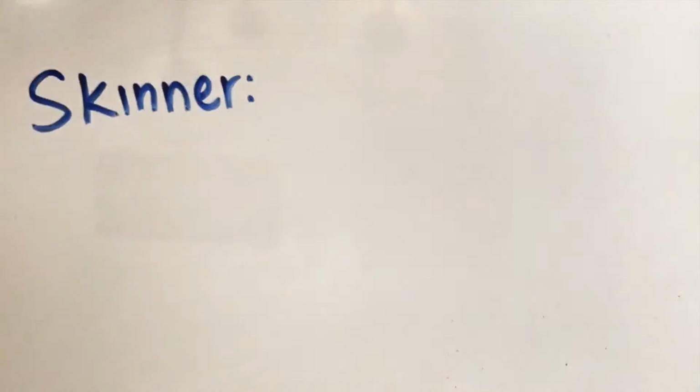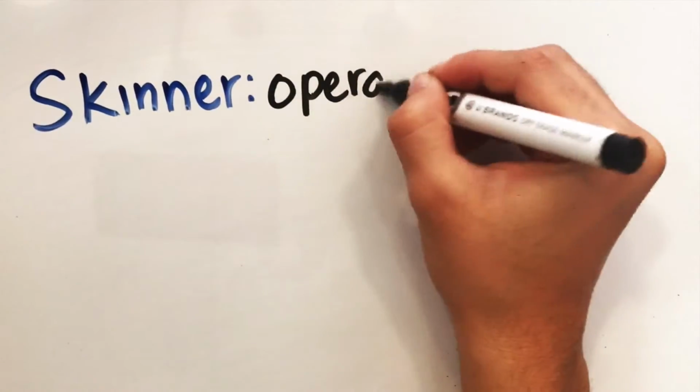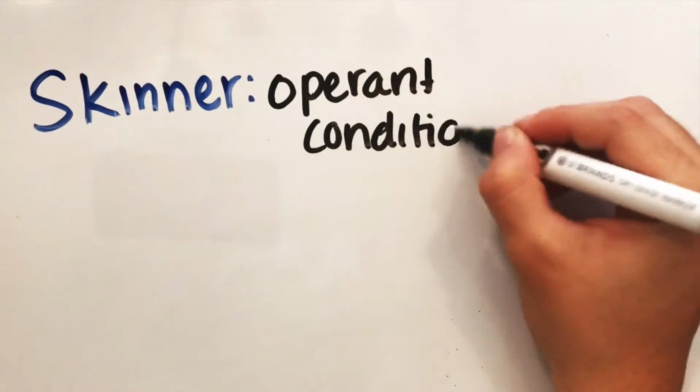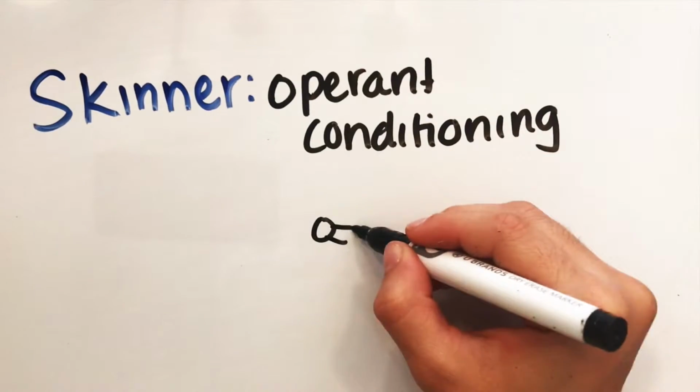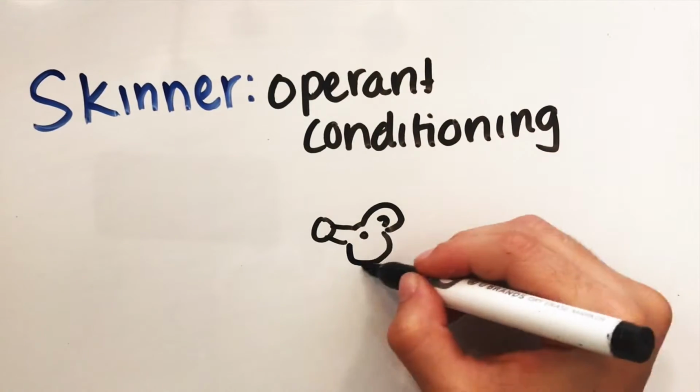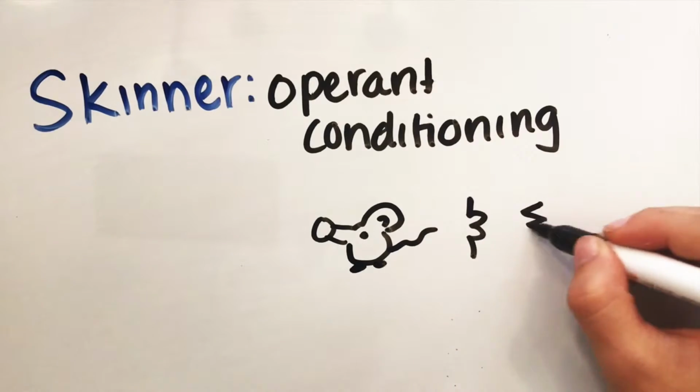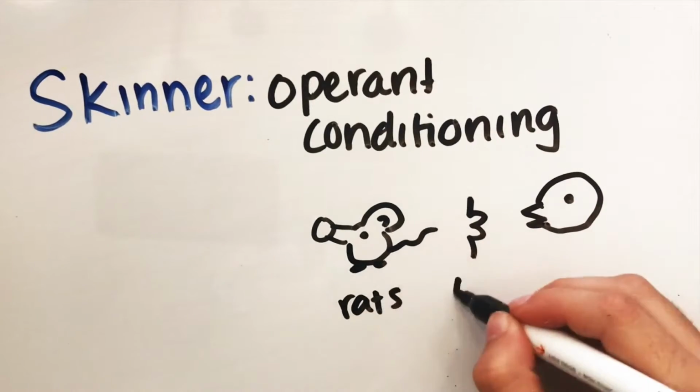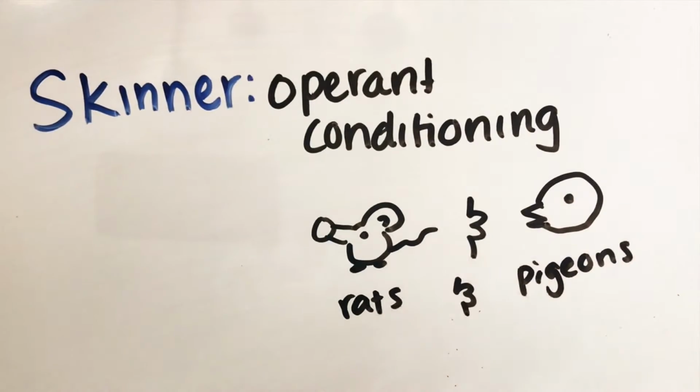The next person we have is Skinner. Skinner studied operant conditioning. Operant conditioning is also very similar to classical conditioning. He studied this using rats and pigeons.